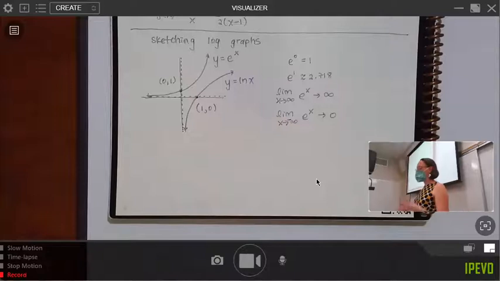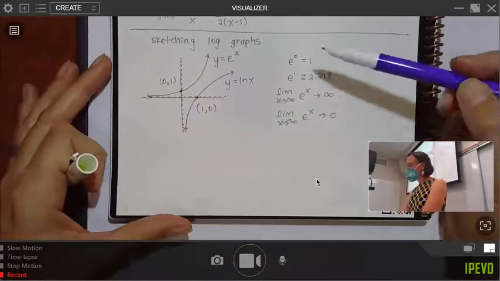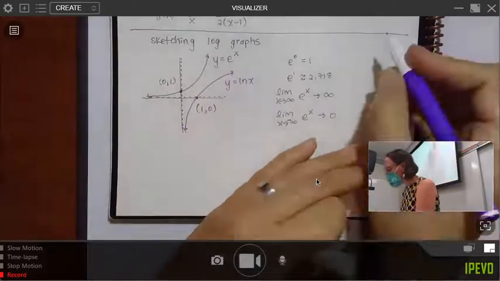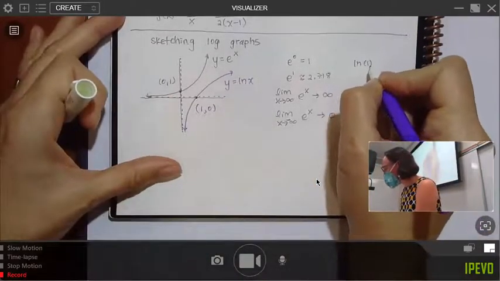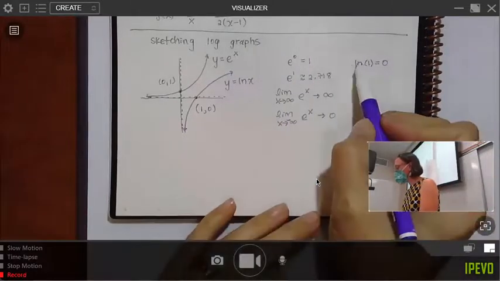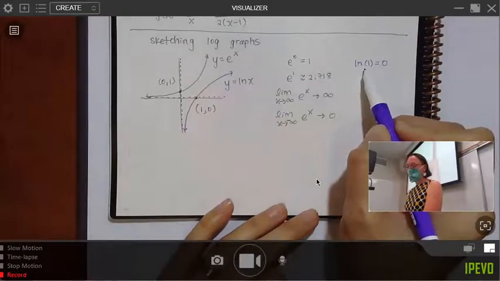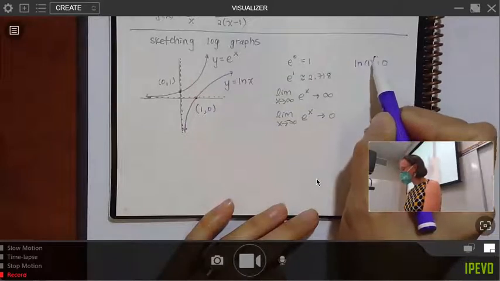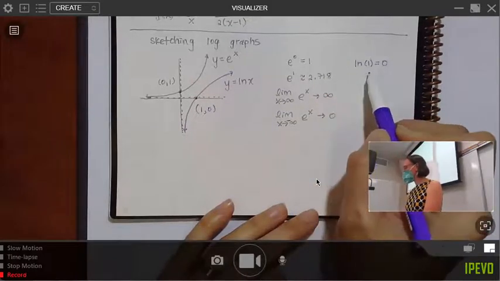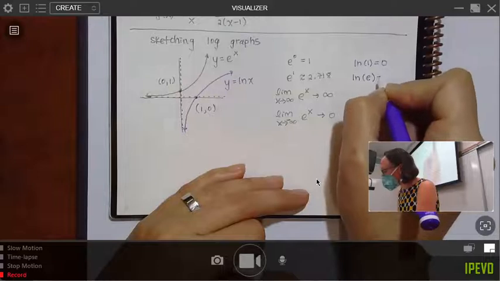So I kind of want to look at what those similar facts are for our log function. That first statement, e to the 0 is equal to 1. Well, natural log of 1 is equal to 0, because these two are equivalent statements. This one we could put in its exponential form by taking that invisible exponent of e and saying e raised to the 0 is equal to 1. So these two are equivalent statements. Natural log of e is equal to 1.